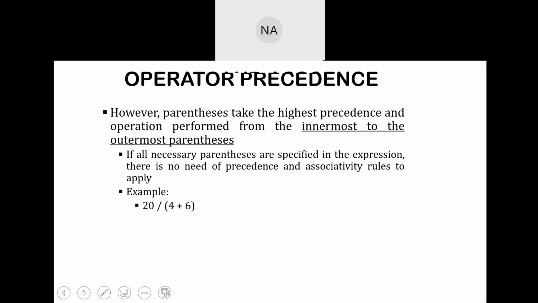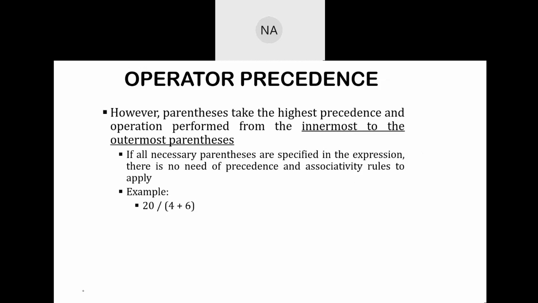Okay, however, parentheses take the highest precedence, and operations are performed from the innermost to the outermost parenthesis. So if a C expression has all the necessary parentheses, then there is no need for the precedence and associativity rules, right? Because the parenthesis has the highest precedence.